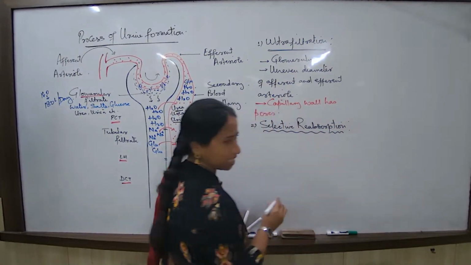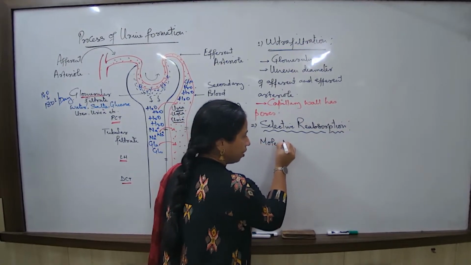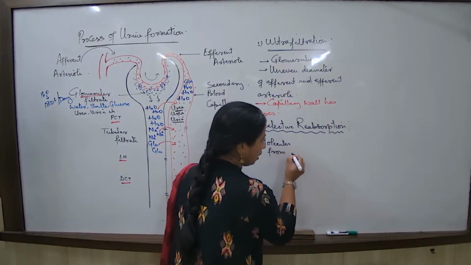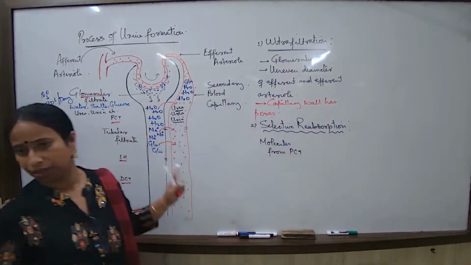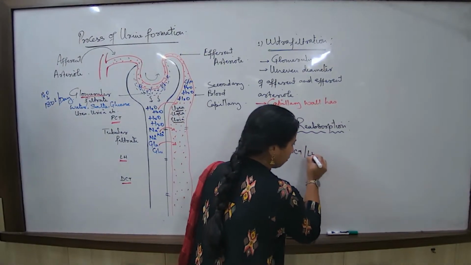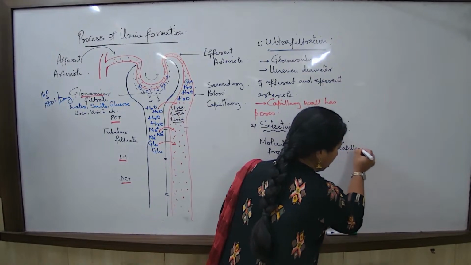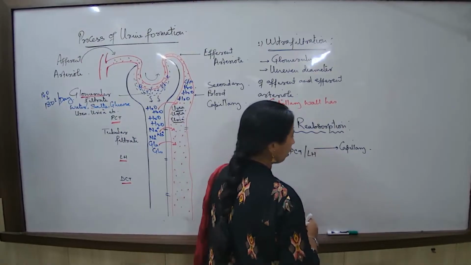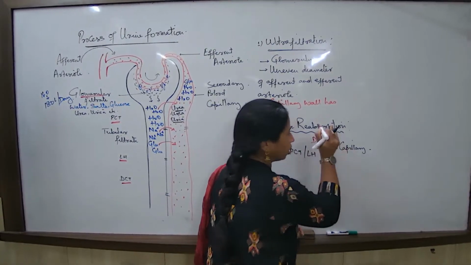So what is happening in selective reabsorption? Molecules are moving from the tubular part of the nephron. From the tubular part of the nephron, where are they going? They are going to the capillary network, the capillary blood. What is this process? The process is nothing but diffusion.